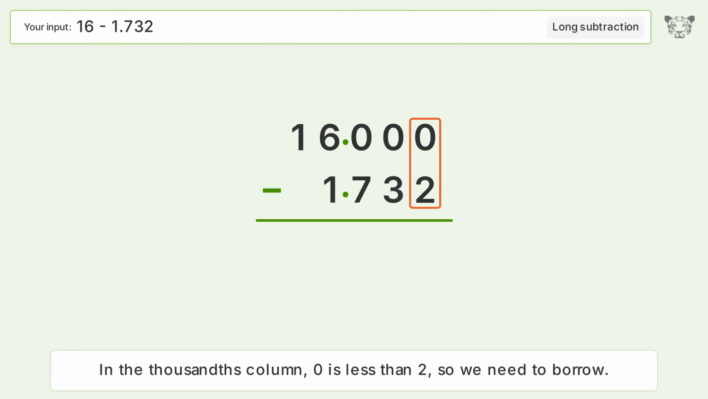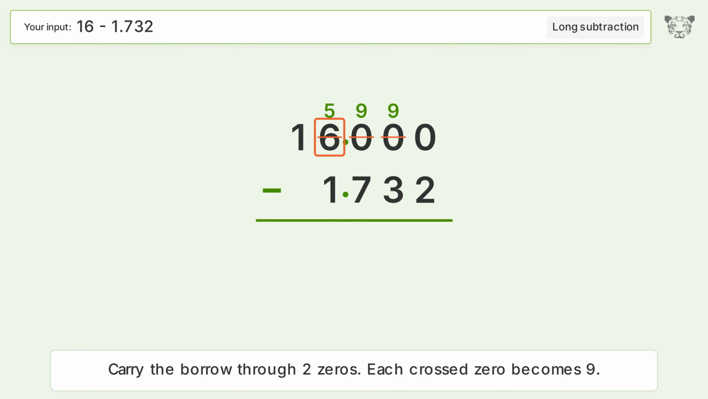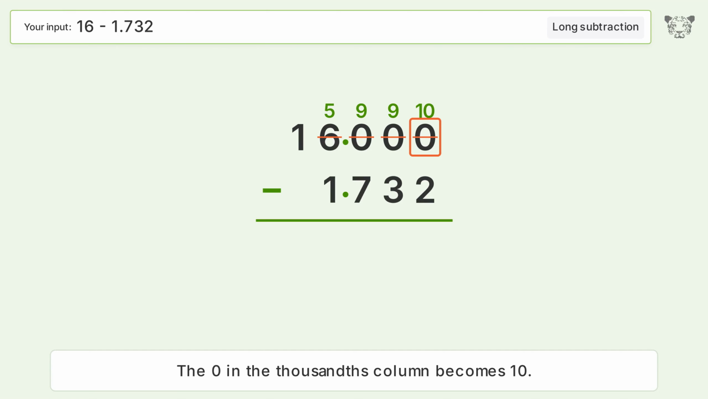In the thousandths column, 0 is less than 2, so we need to borrow. Borrow 1 from the ones column. 6 becomes 5. Carry the borrow through 2 zeros. Each cross 0 becomes 9. The 0 in the thousandths column becomes 10.